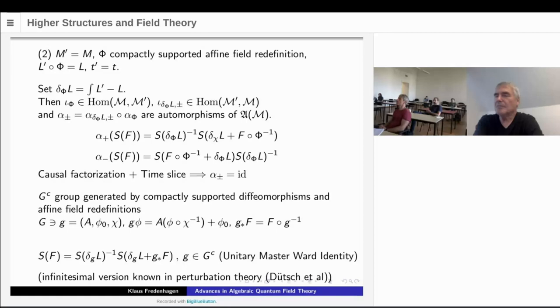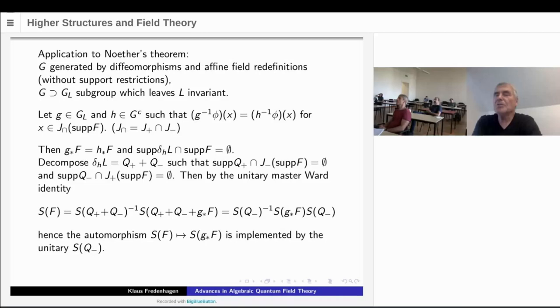Okay. Now I want to apply this to Noether's theorem. So I look at the group generated by diffeomorphisms and affine field redefinitions, now without support restrictions, and look at the subgroup of this group which leaves the Lagrangian invariant. So for instance, take the Lagrangian on Minkowski space, then typically this Lagrangian is invariant under Poincaré transformations. So the Poincaré transformations are just special diffeomorphisms which leave the Lagrangian invariant.